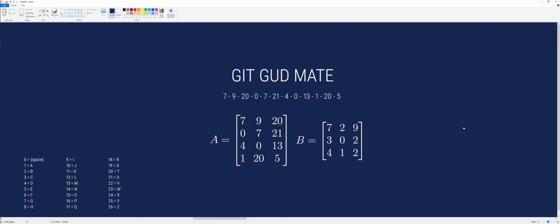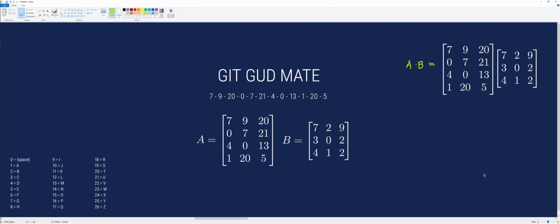Next, we create a random 3x3 invertible matrix, and we will name it matrix B, which can be called the public key. You may choose a random 3x3 matrix for as long as it is invertible and can be multiplied to your first matrix. I'll set matrix B as this. To encode the matrix, we multiply matrix A and B, which gives us the matrix C. We will call this the encrypted matrix.